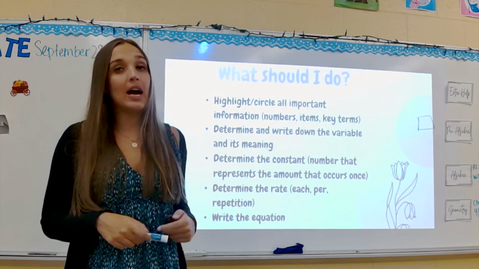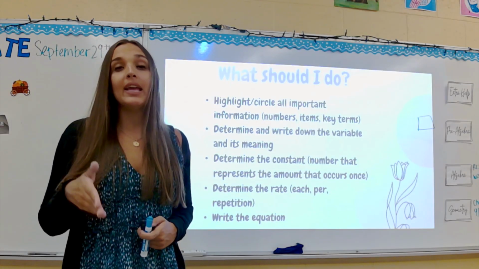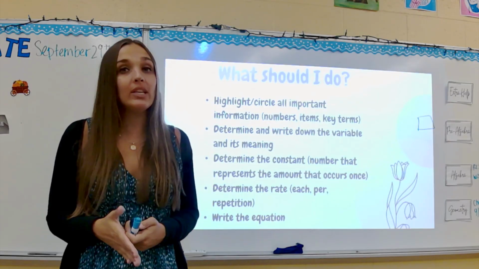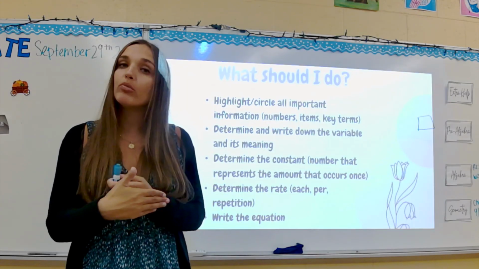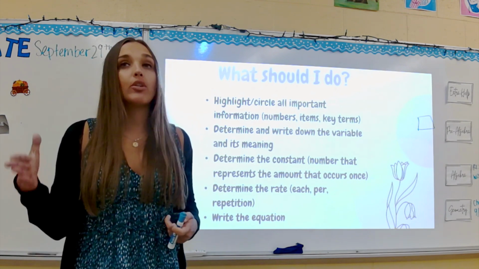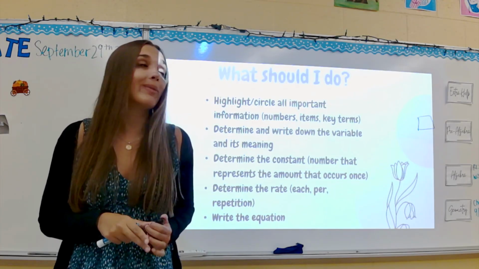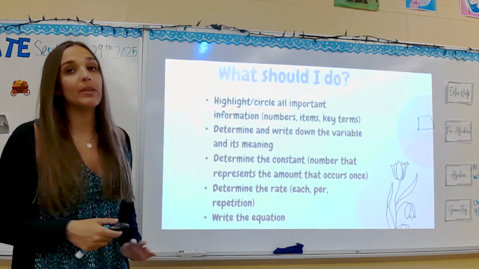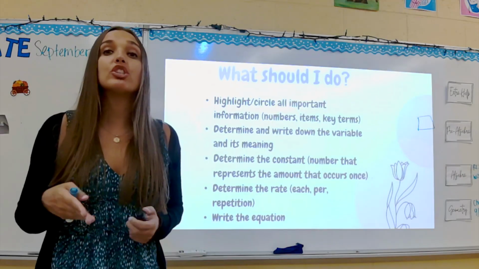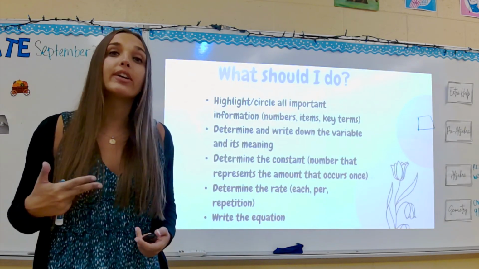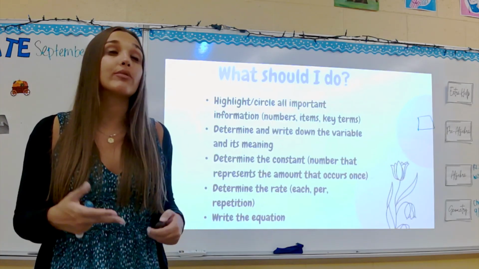Then you want to determine the constant. The constant is the number that is charged one time, or it's only at one point, or the starting amount; you only do it once. It's the original, the starting, or the one-time fee, for example. So we want to determine that. We also want to determine the rate. What's happening each time? You see the word each, the per, the repetition, it's occurring over and over again. That's going to be our rate.